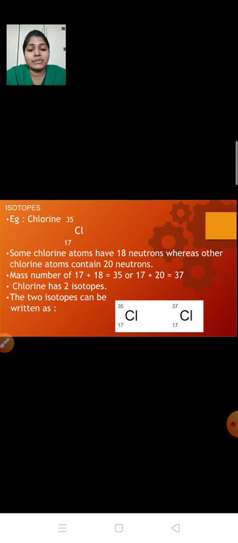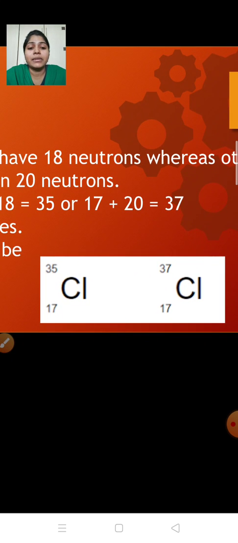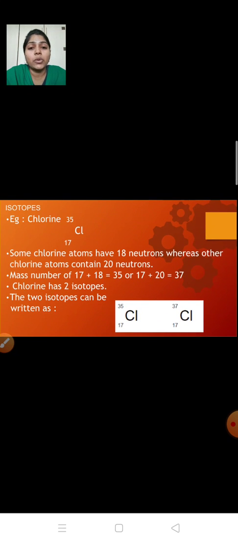So chlorine has two isotopes. The two isotopes can be written in this way. You can see that the number of protons remains same. So for chlorine 35, the number of neutrons is 18. And in case of chlorine 37, the number of neutrons is 20. So these are isotopic forms of chlorine. But what is exactly an isotope?